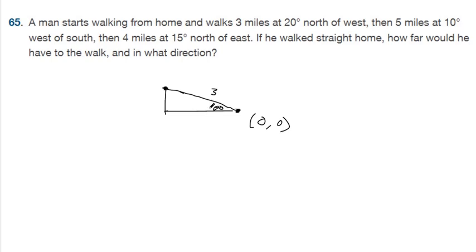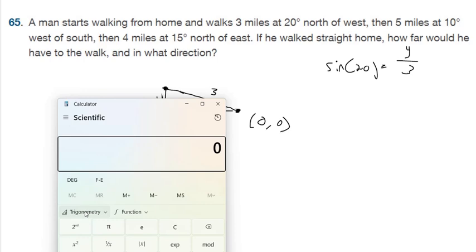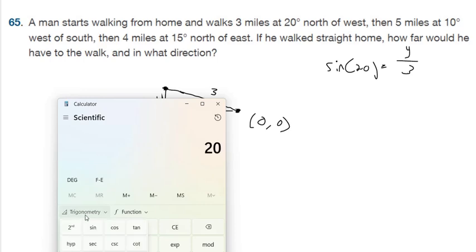And so to find x, this would be the y coordinate. To find the change in the y distance, that's the opposite of 20. And we have the hypotenuse of this triangle that I drew. Right? So that's sine. Sine is the opposite divided by the hypotenuse. Sine of 20 equals the opposite divided by the hypotenuse. And with a calculator, make sure that's in degrees. 20 sine times 3.